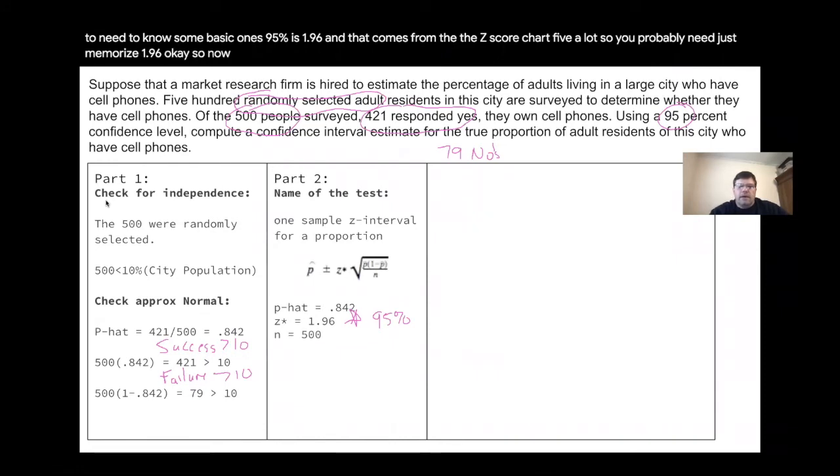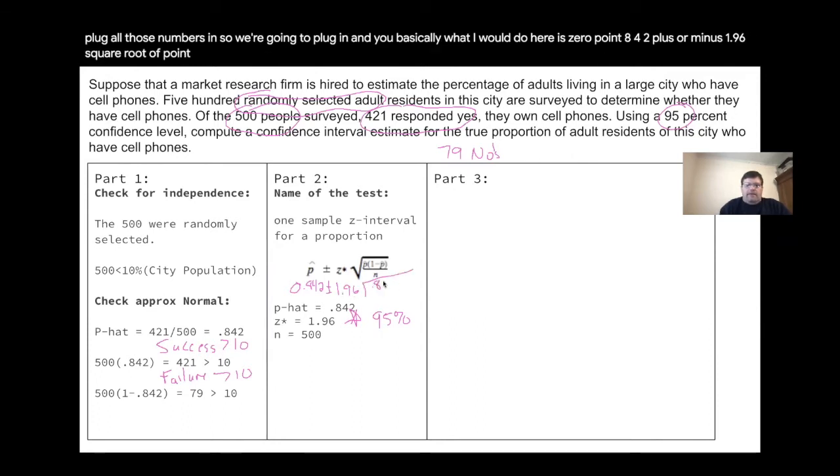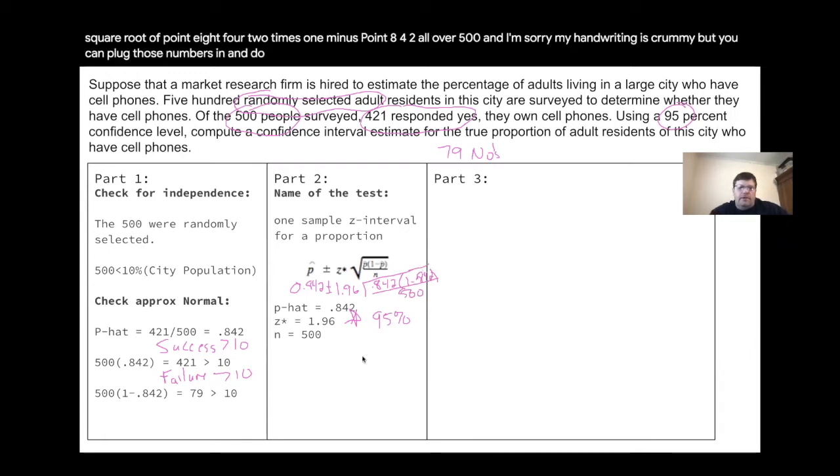Okay, so now we have the p hat, we have the z star, n is 500. We can go ahead and plug all those numbers in. Basically what I would do here is 0.842 plus or minus 1.96 square root of 0.842 times 1 minus 0.842 all over 500. And I'm sorry, my handwriting is crummy, but you could plug those numbers in and do the calculations.